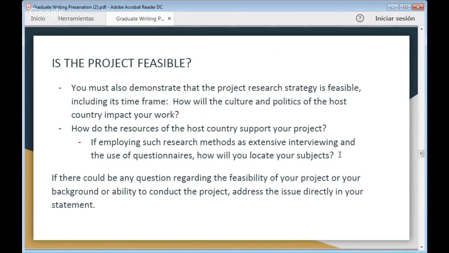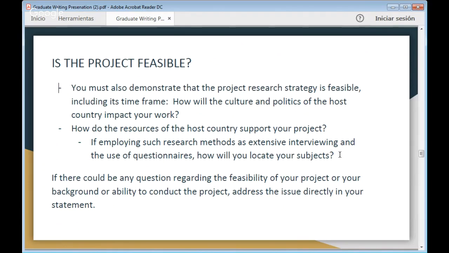So if you're planning to do research methods such as interviewing or using questionnaires, how do you plan to locate your subjects? What will you include? So these are all just details that you'll want to make sure highlight that your project is something that can be done and it is going to have a benefit on your studies and in the program.